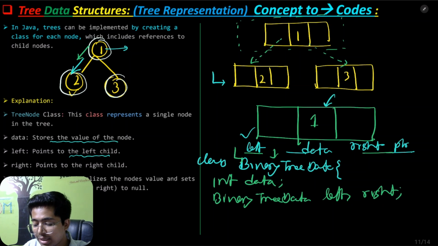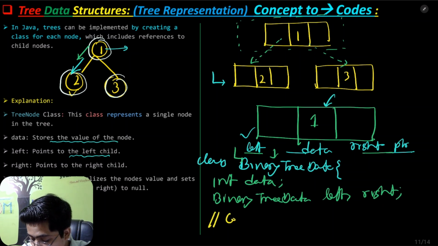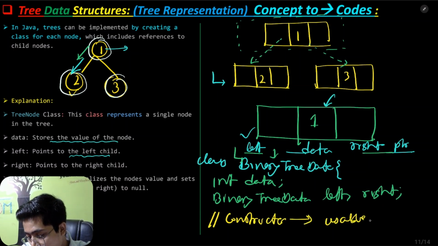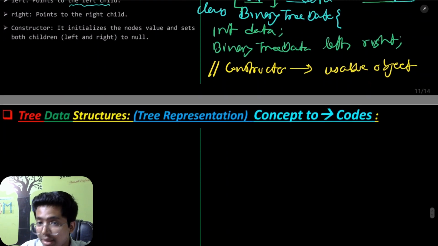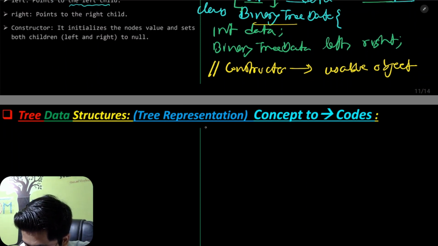After the declaration is done, we need to initialize them, so that whenever we call this class, we get a reusable object. For that we create a constructor, to instantly get usable objects. And how do we create the constructor? We create the constructor with this same name, binary tree data. So let's write binary tree data.